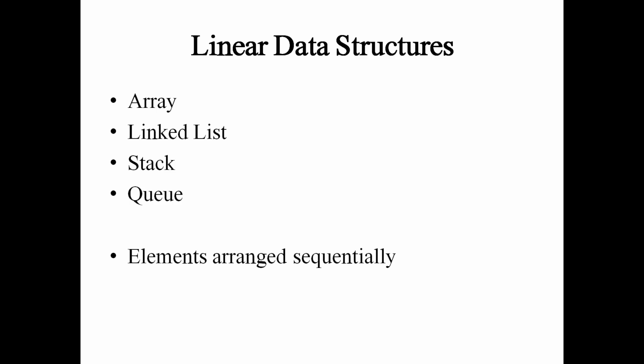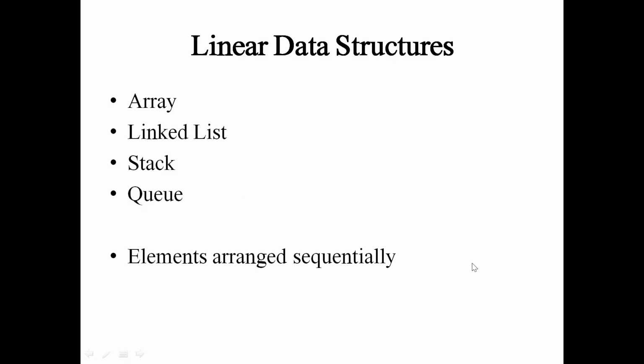The first category of non-primitive data structure is linear data structures. In a linear data structure, elements are arranged sequentially. One element follows another element. Examples include array, linked list, stack, queue. A simple real-world example is a queue at a ticket counter. People stand one after another in a sequence. Similarly, elements in a linear data structure maintain a sequential relationship.